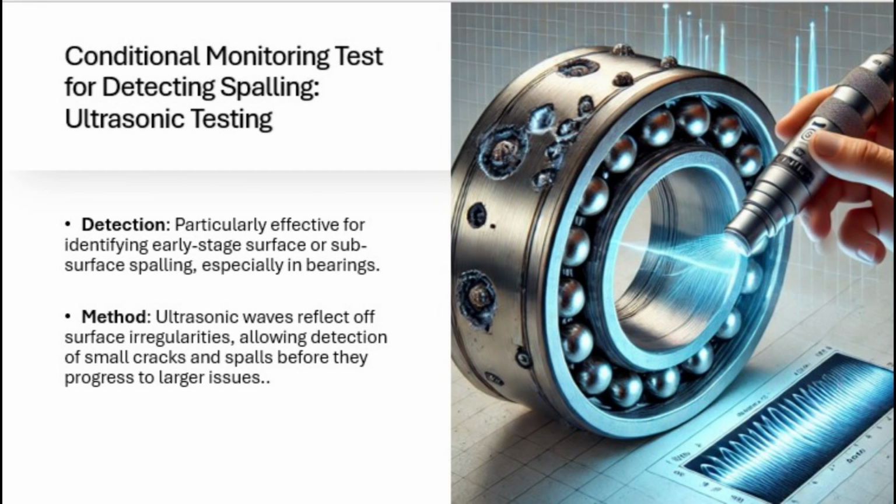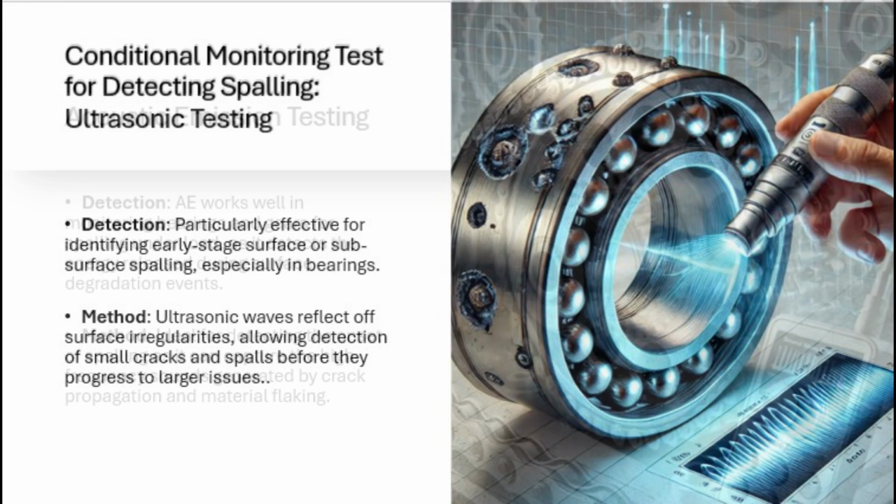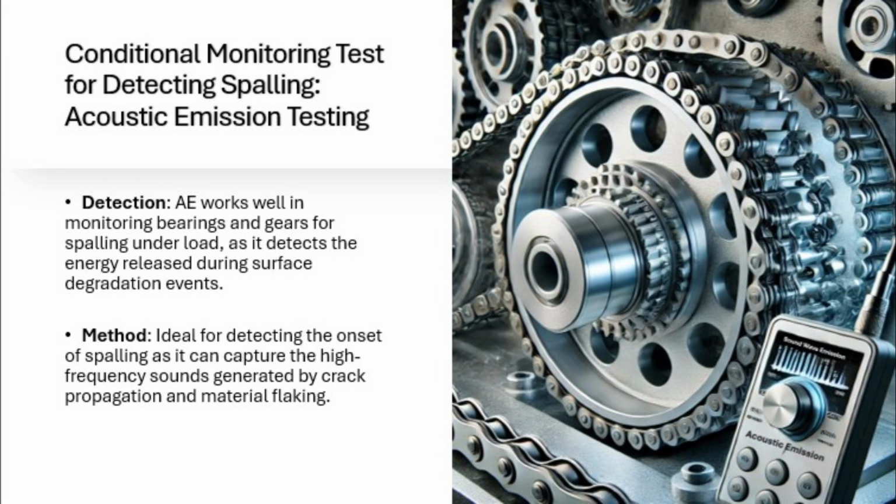Next, ultrasonic testing is ideal for spotting early-stage spalling, particularly in bearings. Ultrasonic waves reflect off irregular surfaces, which helps detect tiny cracks or spalls before they progress. This method requires specialized equipment, but is very effective for surface-level spalling detection. Another valuable tool is acoustic emission testing. It's highly sensitive and can capture high-frequency sounds from crack formation or material flaking, which are clear signs of spalling.